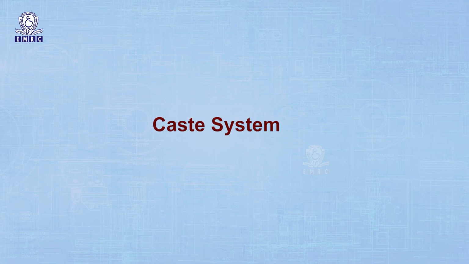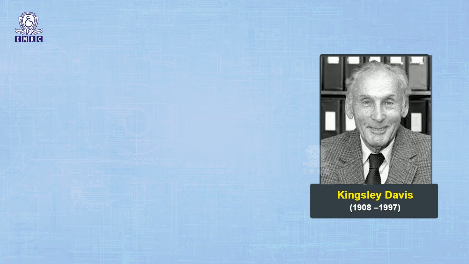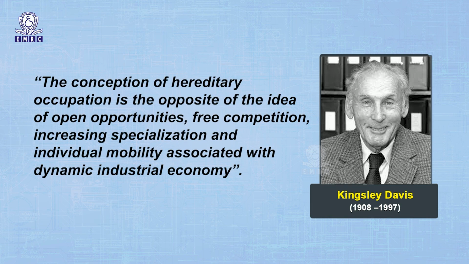The caste system. Caste system has been a great obstacle in achieving justice and prosperity. According to Kingsley Davis, the conception of hereditary occupation is the opposite of the idea of open opportunities. Free competition, increasing specialization and individual mobility are associated with a dynamic industrial economy.